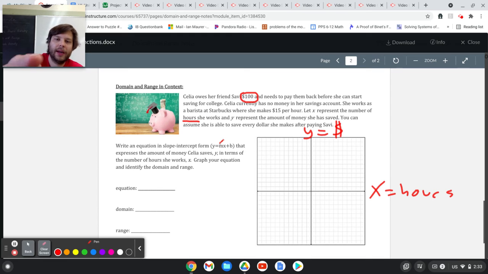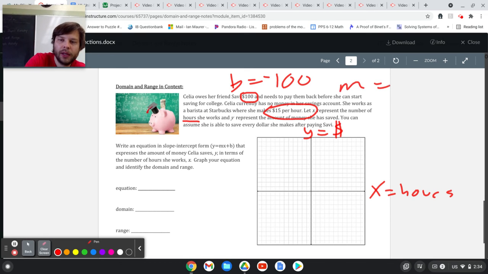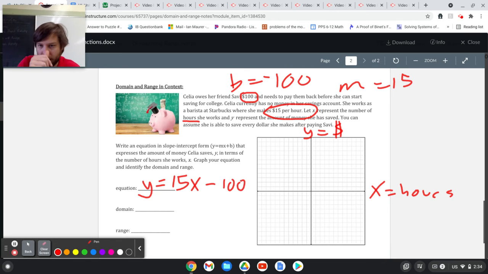That sounds like the y-intercept, that my y-intercept is 100. But it's not positive 100. That would mean I started with $100, but I start owing $100. That would be a negative. Earning $15 an hour, that tells me that m is 15. Well, let's write the equation. y equals 15x minus 100.